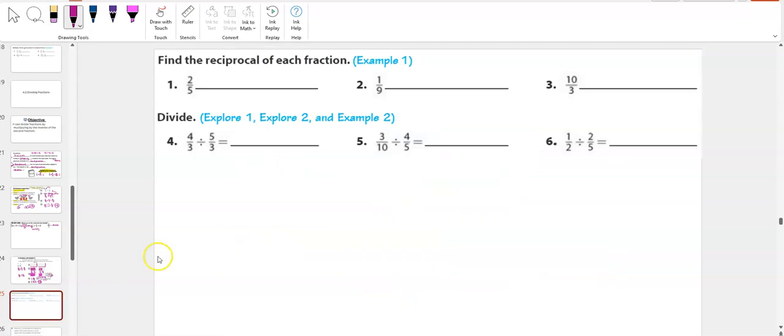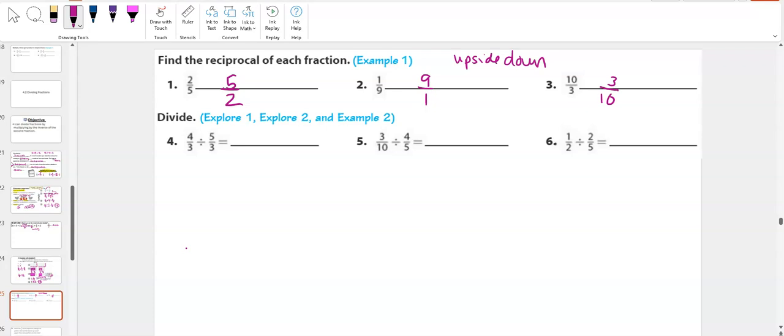Okay, so here we have some practice problems. Our first practice problem is just to find the reciprocal of each fraction. Remember, the reciprocal is the upside down version. So the reciprocal of 2/5 is 5/2. Find the reciprocal of the rest of them. Reciprocal of 1/9, 9/1. Reciprocal of 10/3, 3/10. You're just flipping them upside down.